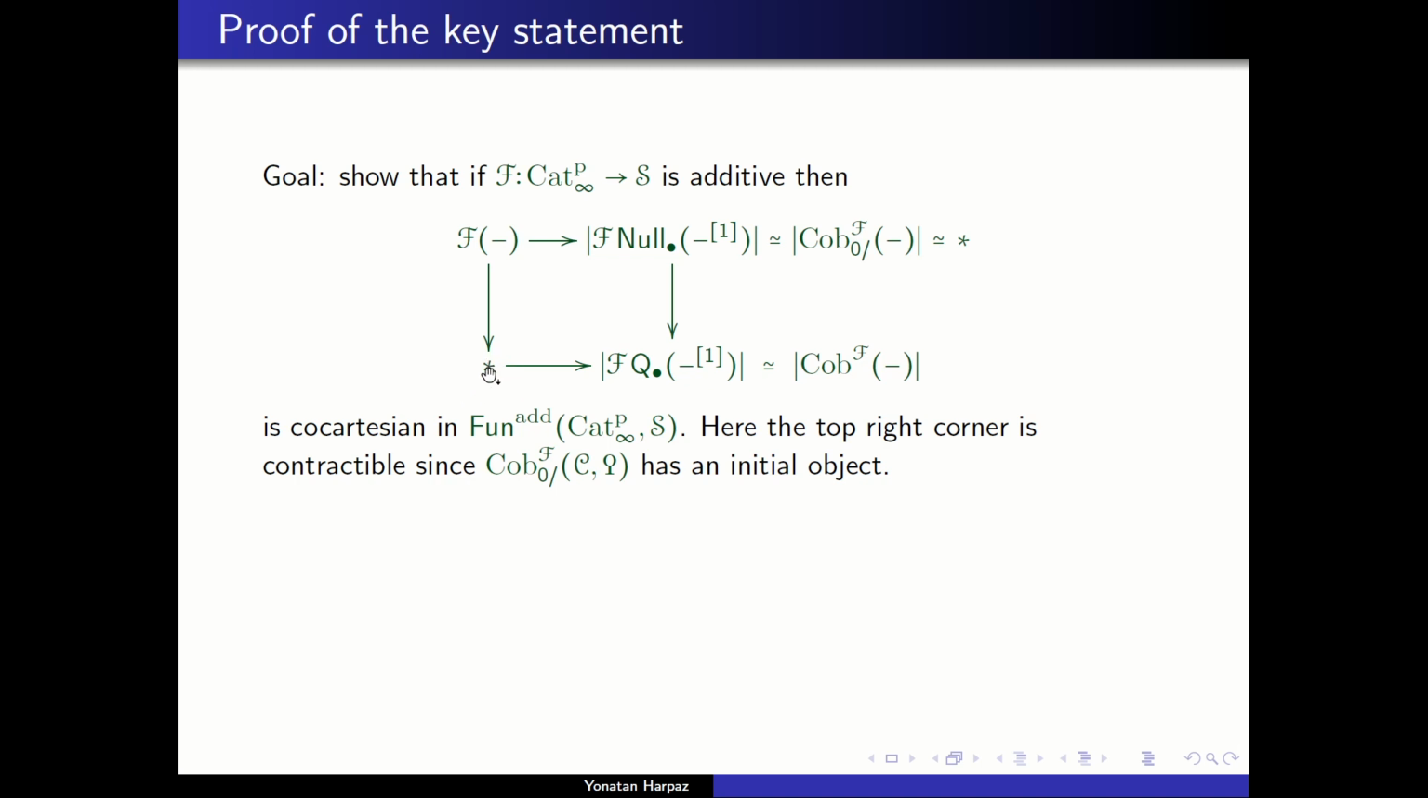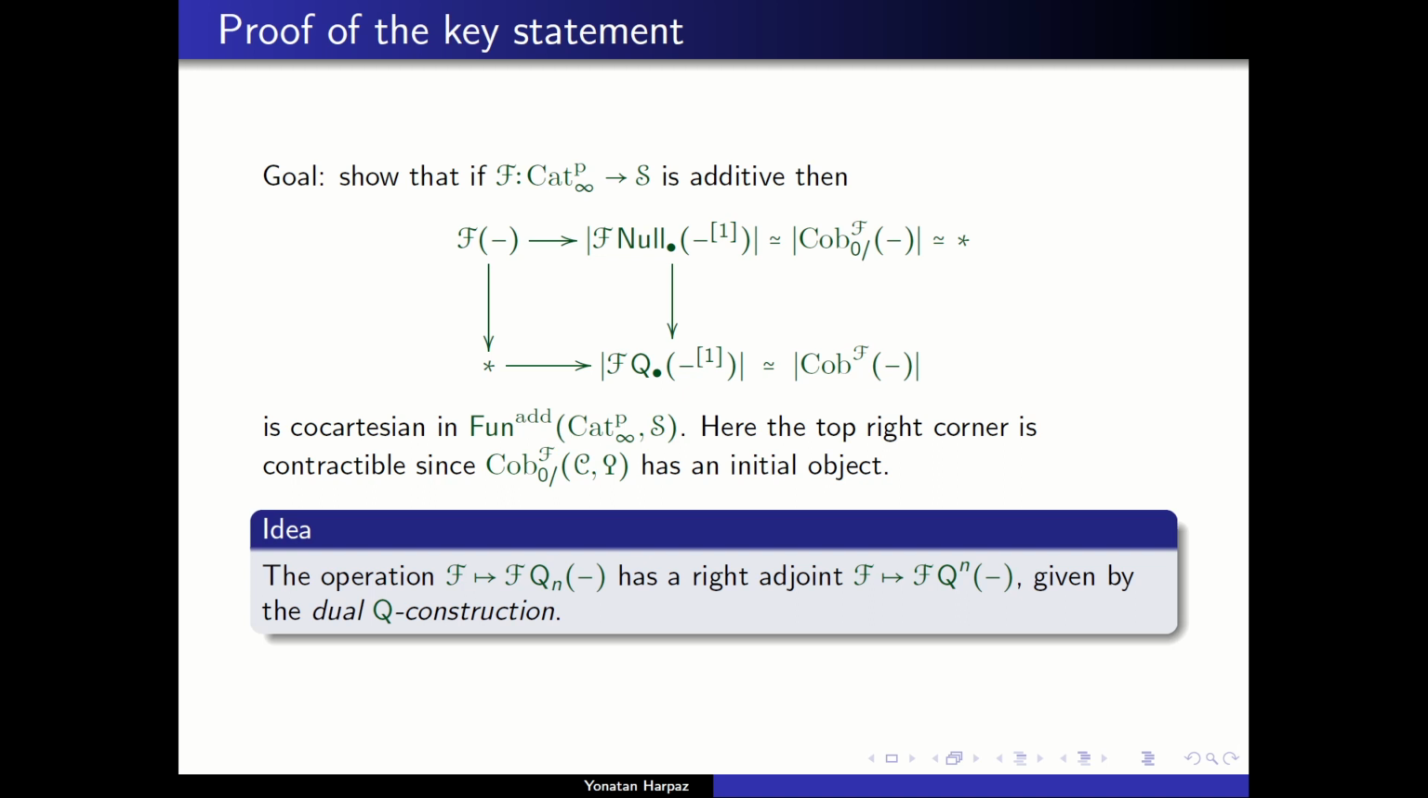And so we can reformulate our goal by proving that this square, when interpreted in the infinity category of additive functors, is co-Cartesian. So here F lives in this infinity category, it's an additive functor, and we already know that this construction gives an additive functor, so this also lives here, and this is just equivalent to the trivial functor that gives the point to everything. It's also additive and also lives here. And we want to show that this square is co-Cartesian in this infinity category.